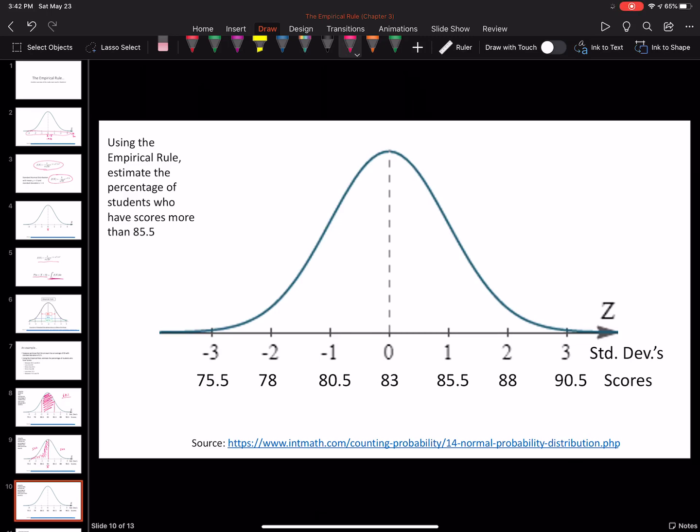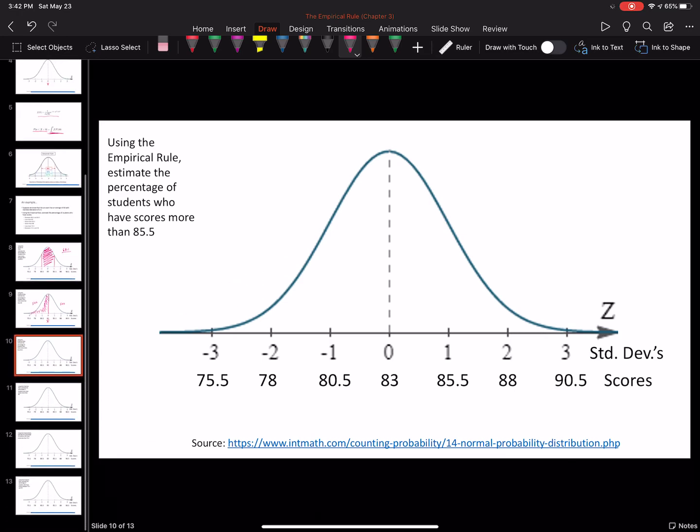Hi there, everyone. We're back with the next four examples using the empirical rule. Just to remind you, we've got two pieces of information on the axes here. One is the standard deviations, and below that are the scores for the exam that correspond to these standard deviations. Remember, we were told that the mean is 83, so it lives at standard deviation 0. To obtain all the scores on the right side, you add the standard deviation each time, which was 2.5. On the left side, you subtract it.